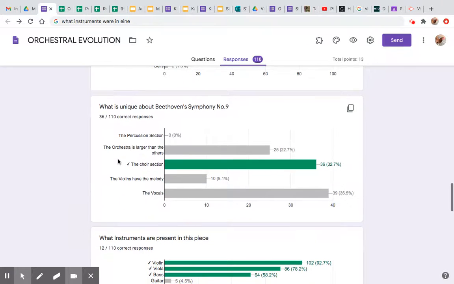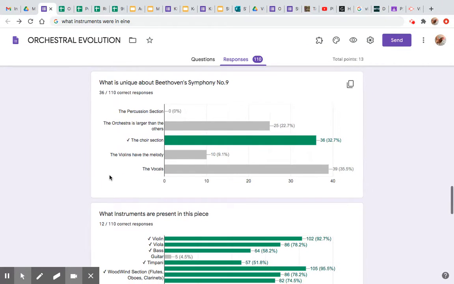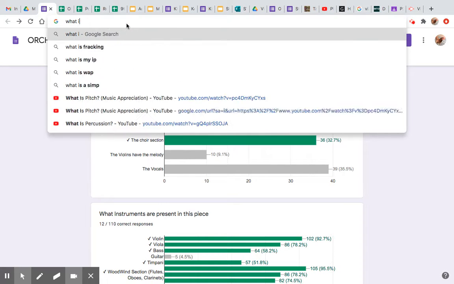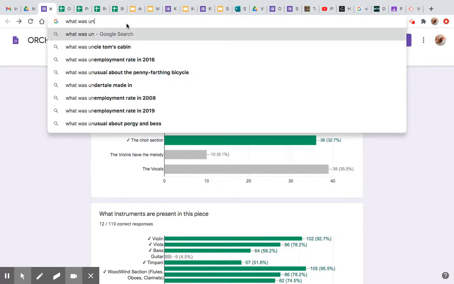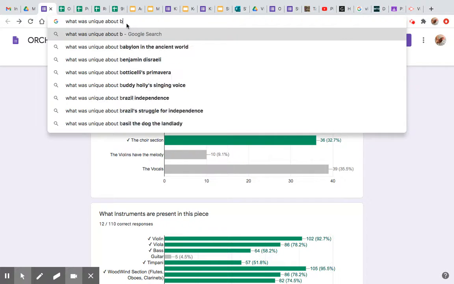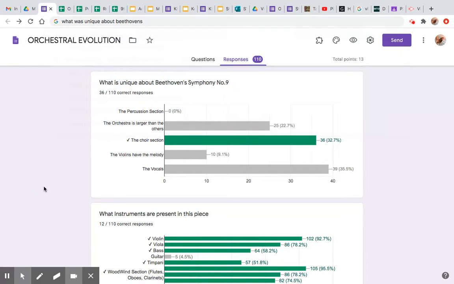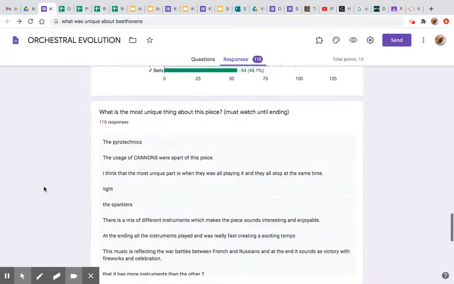For Beethoven's Symphony No. 9, same thing. You did hear voice, but the correct answer was the choir section, right? You don't have a vocal section in classical music. You may have a choir, though. So even Googling this question, you can say, what was unique about Beethoven's Ninth, right? And it'll have it as one of the questions that it'll even suggest to you. So you can get your answers that way.